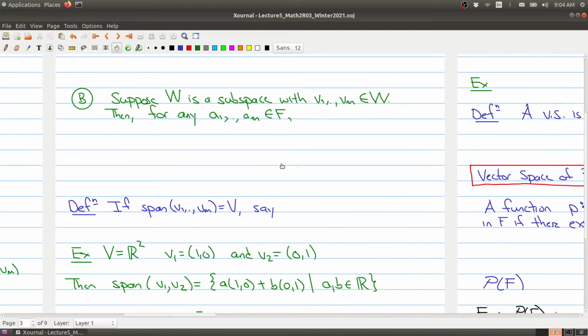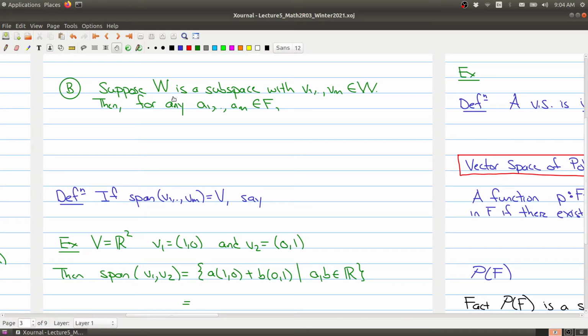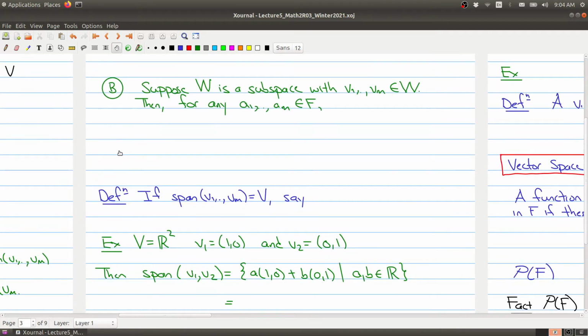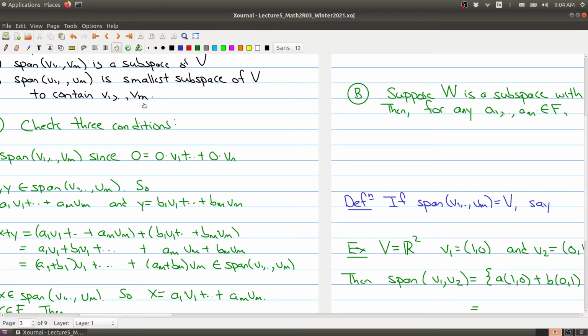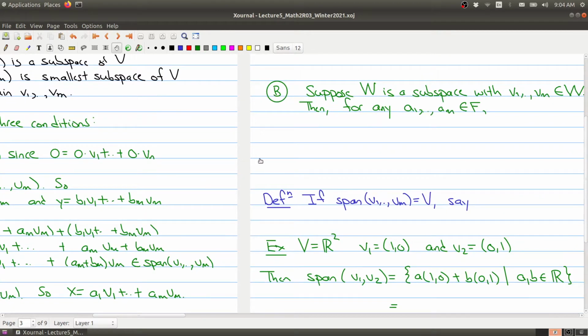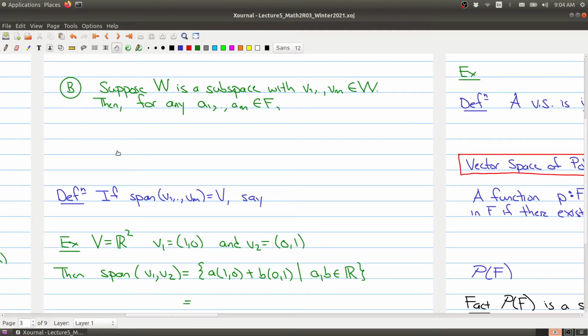Well, I started the proof over here. So suppose that W is a subspace that contains v1 through vm. And the way that the proof works, let me just move it over here, is to say that if v1 through vm belong to W, then the span also belongs to W. Okay, and I will explain why that's the case. So for any elements a1 through am in F, we have that a1 times v1 plus a2 times v2 up to am times vm is inside of W.